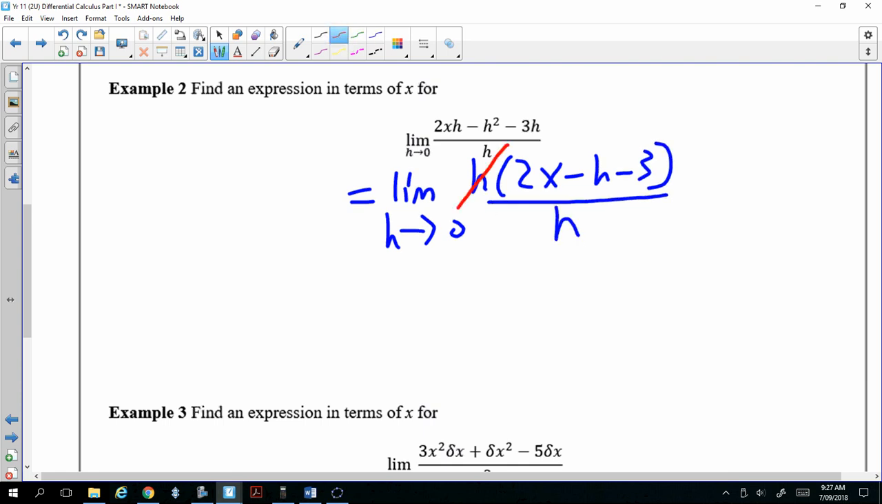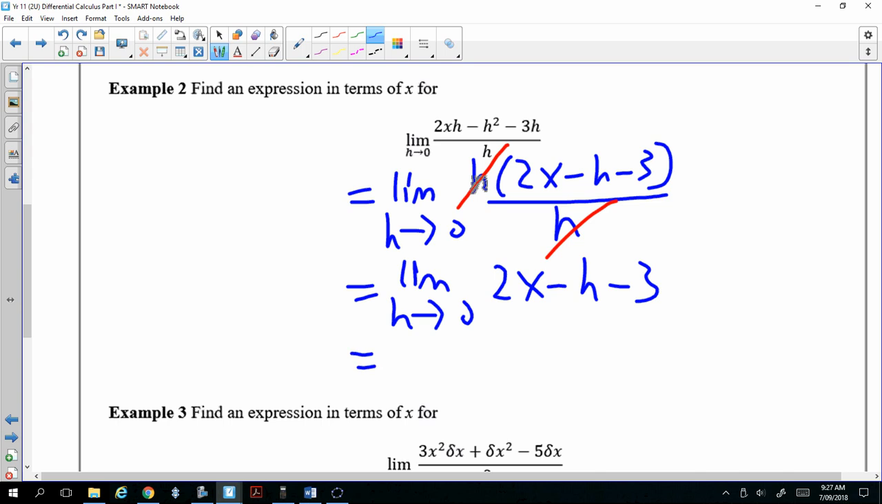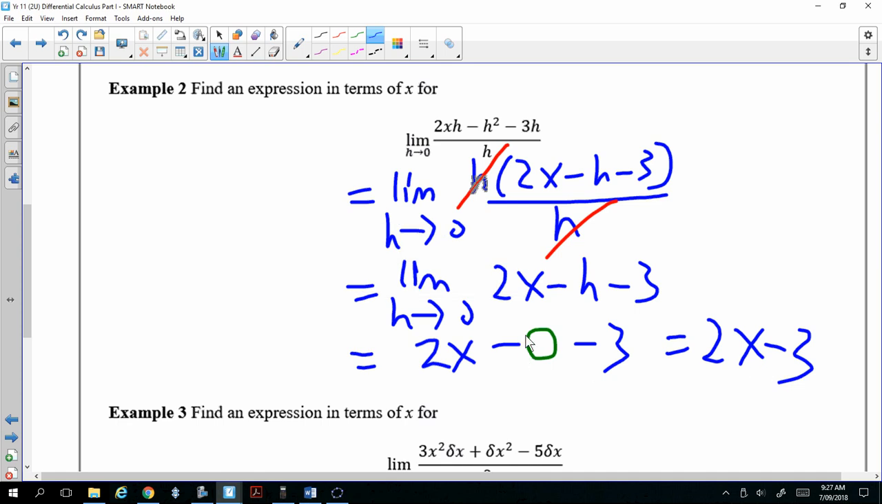Lim h approaches 0, 2x minus h minus 3. Put 0 into h, not x. So you must write the x, but replace the 0, put that 0 into h. Get it? And what do you get? 2x minus 3. Got it? Alright, try the next one. The next one's a bit different. I will show you. And then we'll do differentiate by first principle. Okay, let's start. Got it?